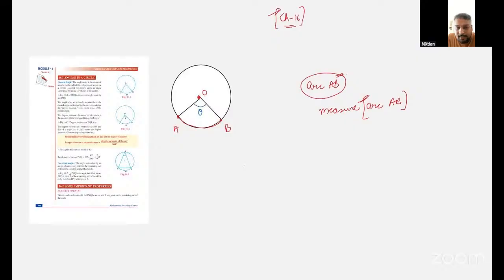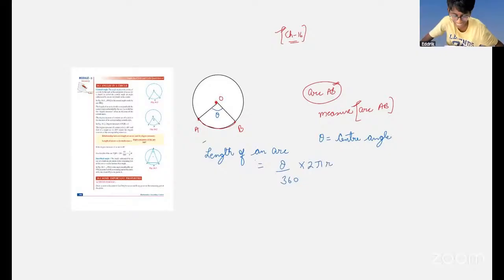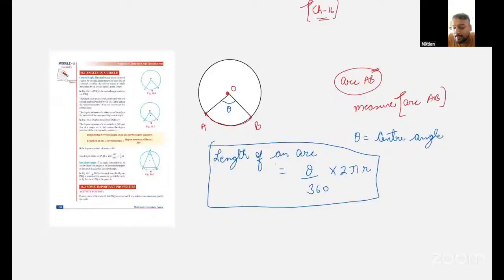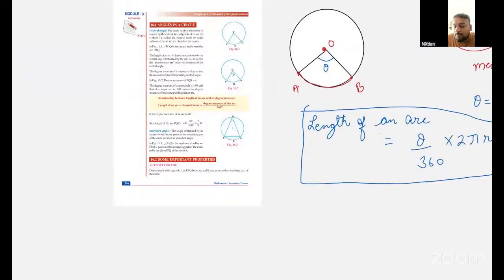So theta here is called the center angle. Okay, there's a formula for that. The length of an arc is equal to theta upon 360 into 2 pi r. Yeah, 2 pi r because of the circumference. If you want to find the length of AB, the formula will be theta upon 360 into 2 pi r. Everyone got this? So we'll do one question based on this.